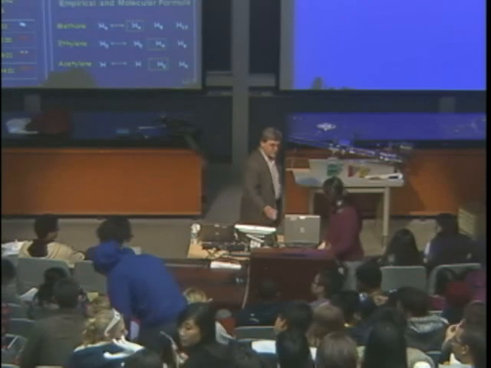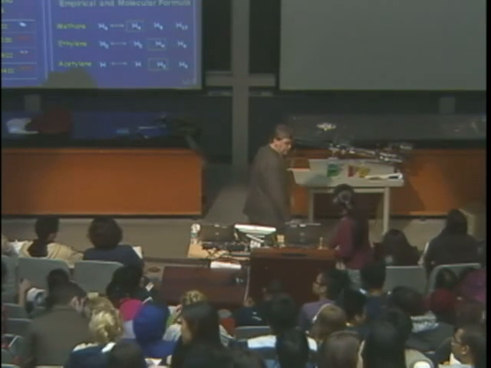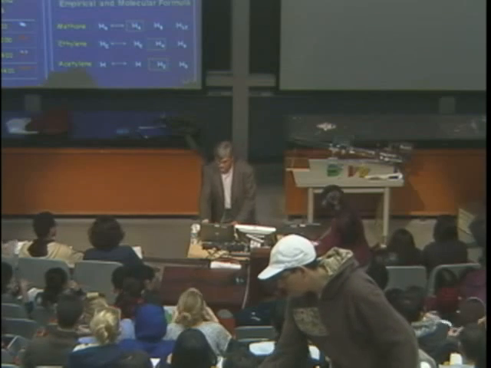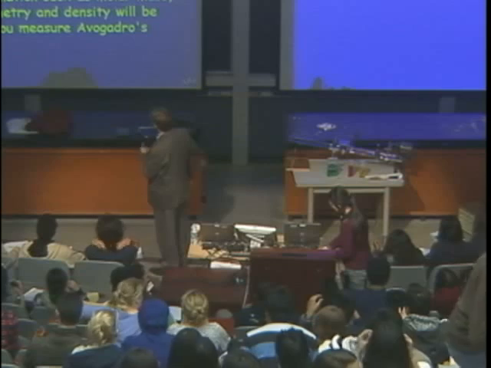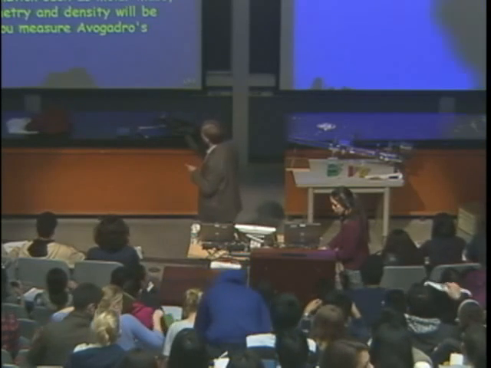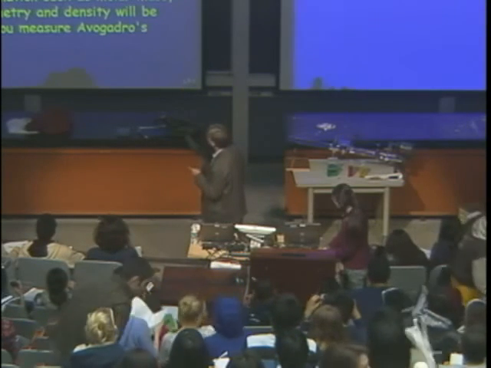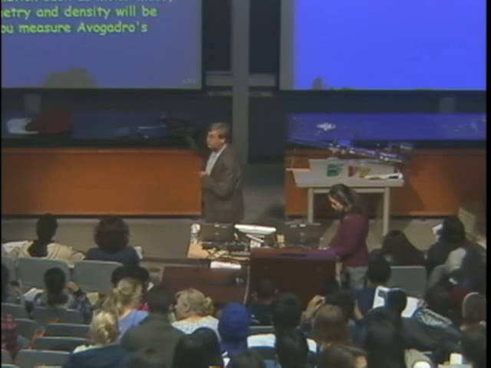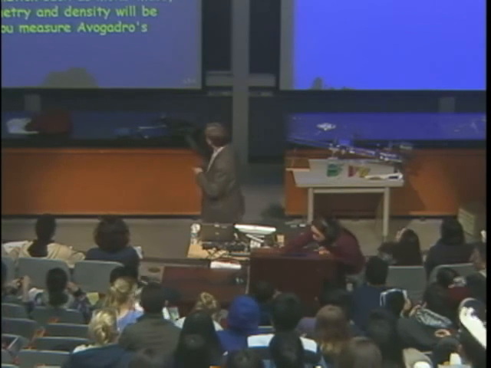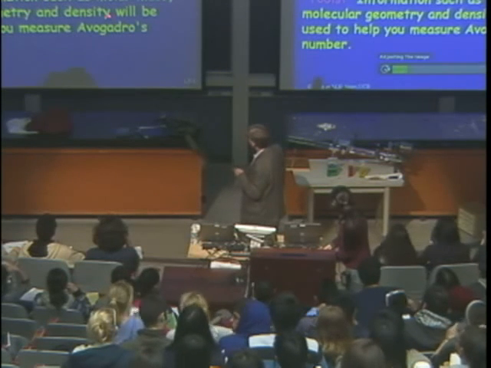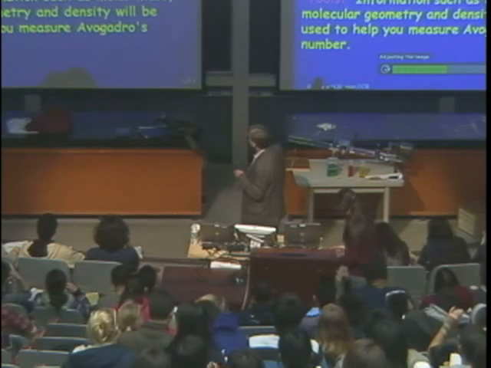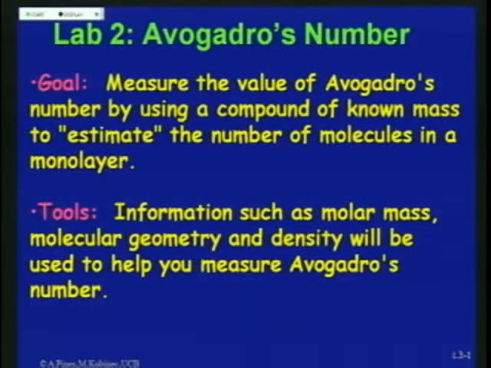Okay. This week's lab deals with Avogadro's number. You measure the value of Avogadro's number by using compounds of known mass to estimate the number of molecules in a monolayer. Good luck with that. Do the counting, okay? You need information such as molar mass, molecular geometry, and density to help you measure this number, 6.022 times 10 to the 23rd. So when you're done with counting, you can go home, okay?